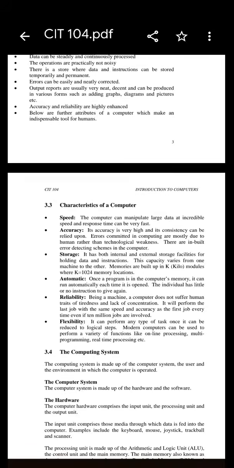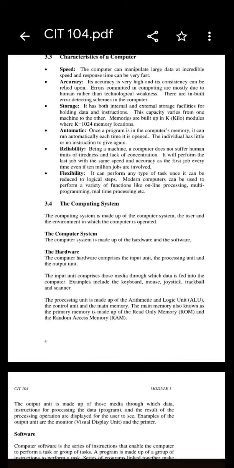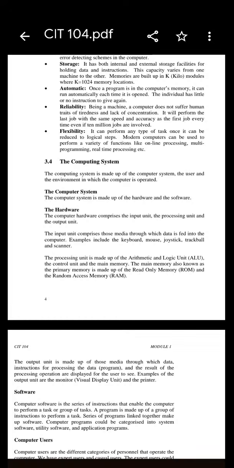Okay, I'm back. Before you give examples, what are hardware components? These are components that we can see with our eyes, or touch with our physical hands. So the hardware comprises the input unit, the processing unit, and the output unit. Those are the hardware components.